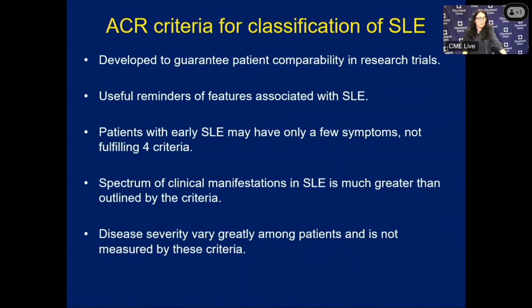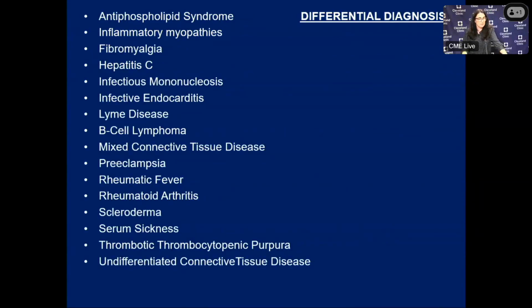But patients sometimes with early lupus may have only a few symptoms, not fulfilling all the criteria. It doesn't mean they don't have the diagnosis. The spectrum of clinical manifestations is much greater than what is outlined by the criteria. And the disease severity varies greatly among patients, and it's not measured by these criteria.